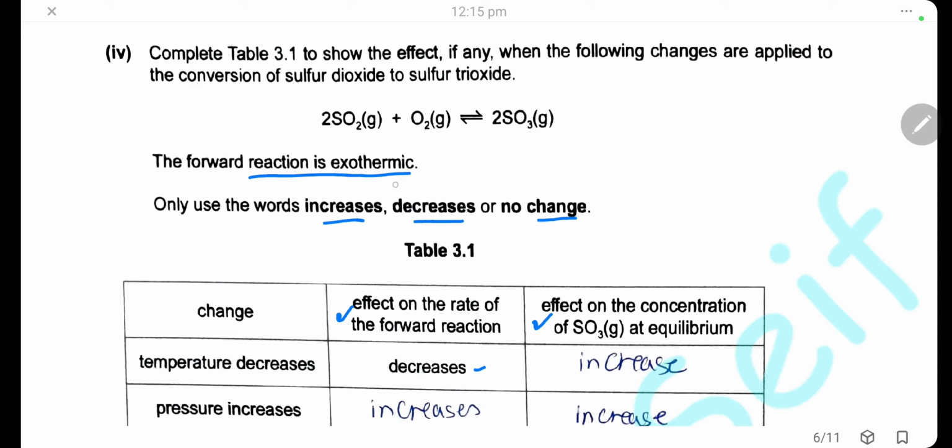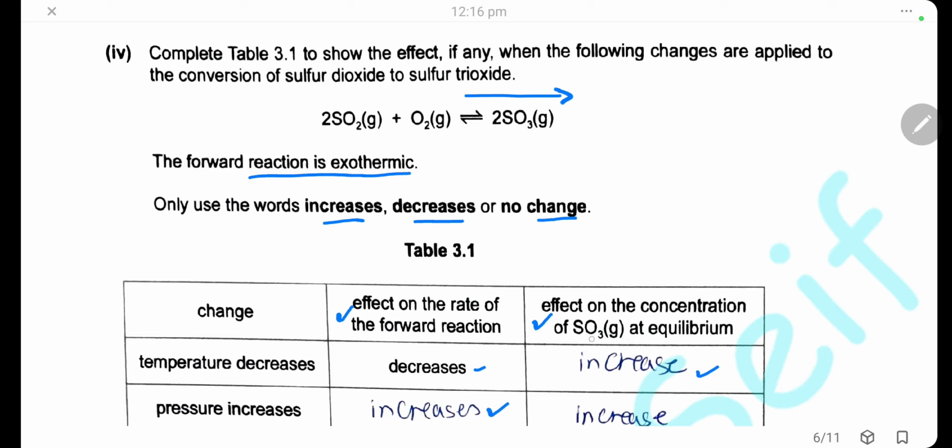But because the forward reaction is exothermic, at equilibrium the equilibrium will be shifted toward the right side, so the yield of sulfur trioxide will increase by decreasing temperature. Second, if the pressure increases, of course, the gases will be in a smaller volume, so the gas particles will be close together, the number of collisions will increase, and this will increase the rate of reaction.